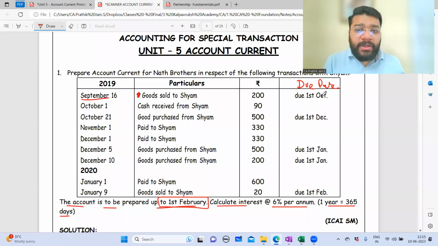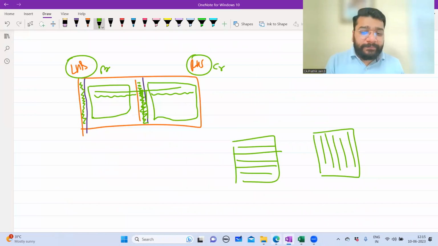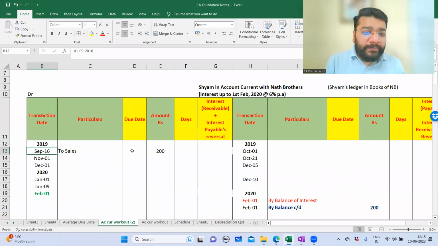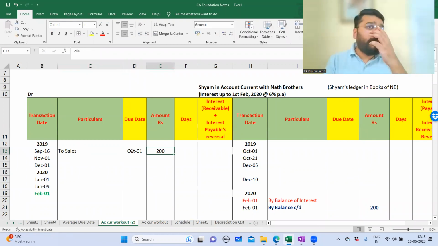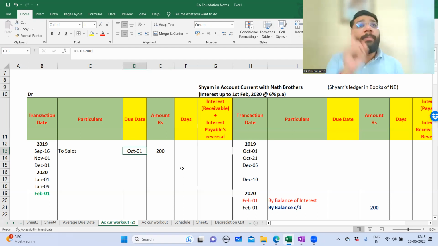Then the question further says that it is due on 1st October. What is the due date? Guys, what is the due date? October 1 is the due date. Now listen to me very carefully. When you are recording this sale transaction, you will immediately calculate the number of days from the due date up to the account current statement date. What is the account current statement date? 1st Feb. So from due date October 1 till 1st Feb, you have to calculate the number of days.